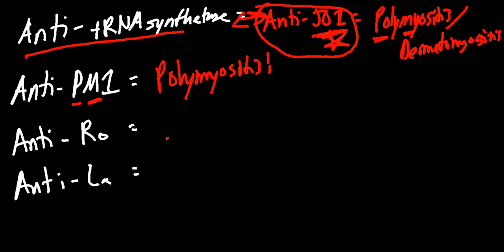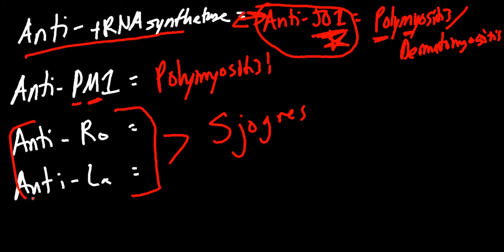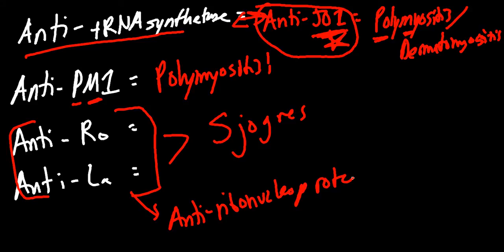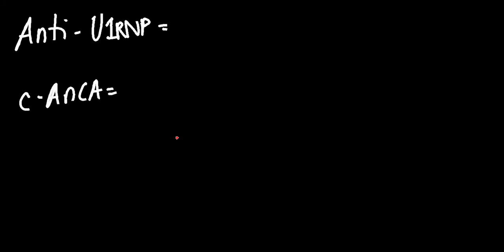So if you see anti-Ro, anti-La, now not to be confused with Jo, now we're talking about anti-Ro. These are going to be lumped together, if that helps. What is it? Sjogren's syndrome. So the dry eyes, dry mouth, the dry picture, pretty much. These two together, these are also known as anti-ribonucleoproteins. Alright, gotta keep moving on.